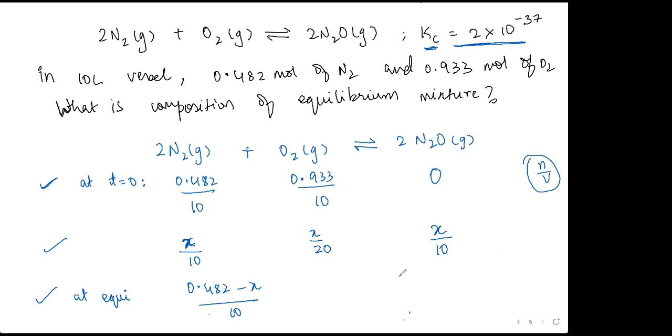Ma'am, when these equations get complicated, do we use quadratic equations to find it? Yeah, you can use certain tricks. The value of Kc is 10 raised to the power minus 37. Imagine 10 raised to the power minus 37: it's going to be 0.0000 with 37 zeros and then you get a 2. So you can literally equate it to approximately 0. That will help you in your calculations.